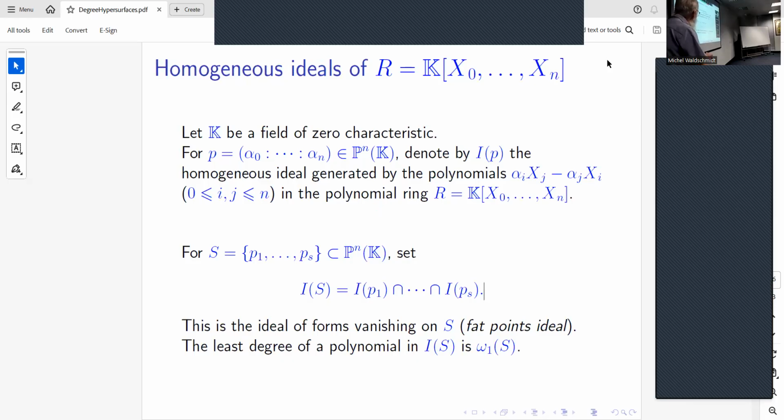If you take the intersection of the I(P), this is exactly the ideal of forms which vanish on S, at each point of S with multiplicity 1. So the name is the fat point ideal. And the smallest degree of such a polynomial in I(S) is precisely omega 1. So we are now in the domain of commutative algebra, and there are many tools. This is omega 1 of S, the smallest degree of the polynomial.